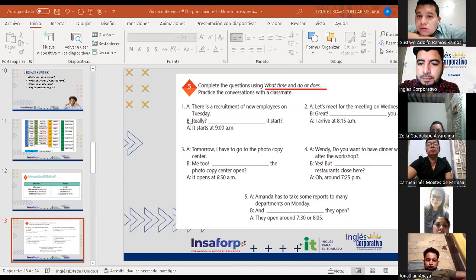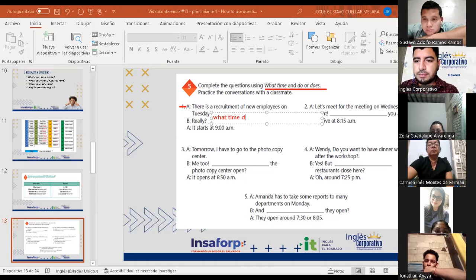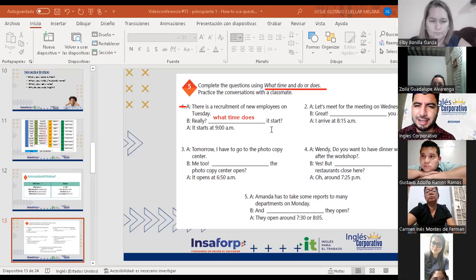What number? One. Okay, number one. What time does it? Porque estamos hablando de it, tercera persona. Okay. There is a recruitment of new employees on Tuesday. Hay como un reclutamiento de nuevos empleados el martes. Really? What time does it start? ¿A qué hora se inicia? It starts at 9 a.m. or 9 o'clock.